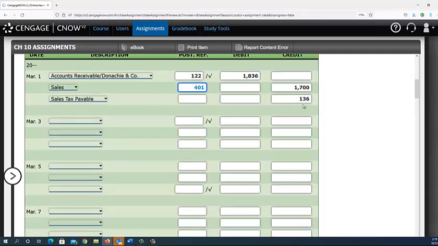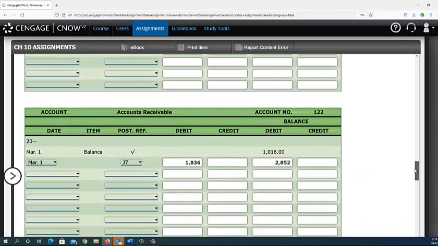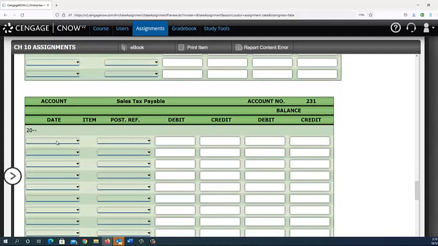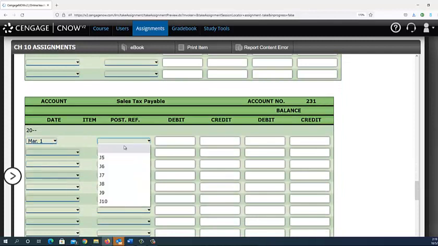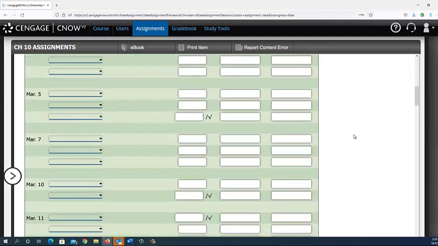Now we've got sales tax payable of $136 to credit. So it's March 1st. Give it a credit of $136 and move the balance over to the credit side. And then the account number is 231.